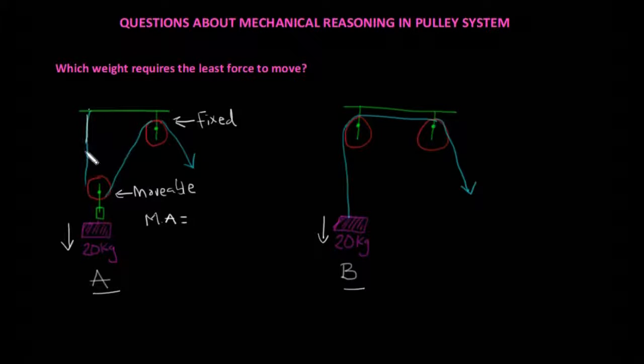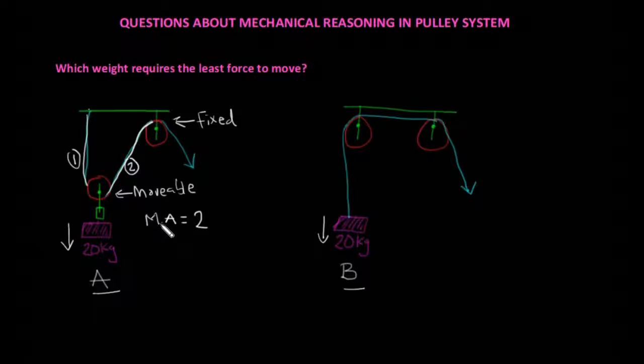So we have this particular rope supporting the weight, rope number 1, and we have this rope over here, number 2. So we have two ropes, so the mechanical advantage is equal to 2.